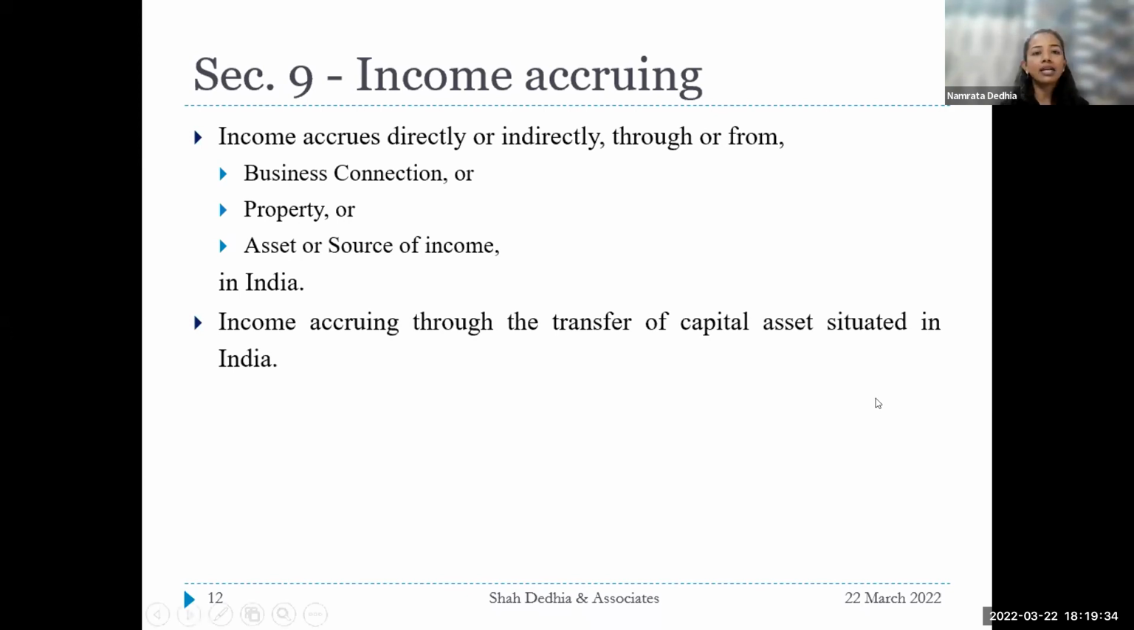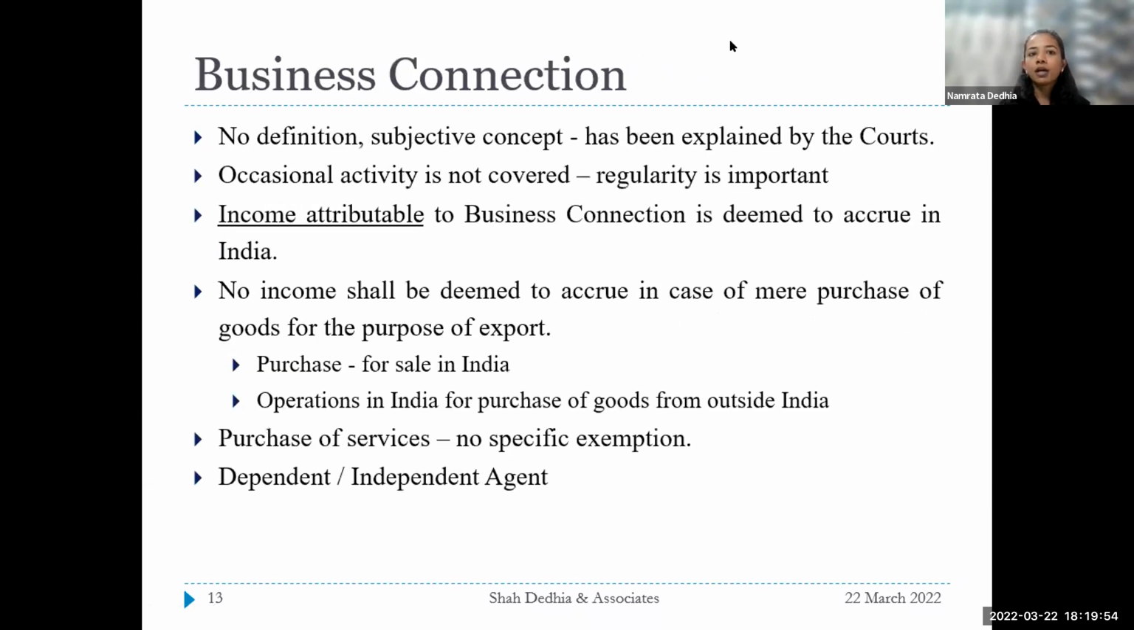So Section 9, of course, we evaluate when we talk of understanding the taxability under the Act. We look at whether income accrues directly or indirectly through or from a business connection or property or asset or source of income in India, which includes indirect transfer of capital assets, which was the amendment introduced post the Vodafone case. Business connection, we are all aware, in a layman term, a concept parallel to permanent establishment, where a non-resident has a connection in India through which he's earning income.